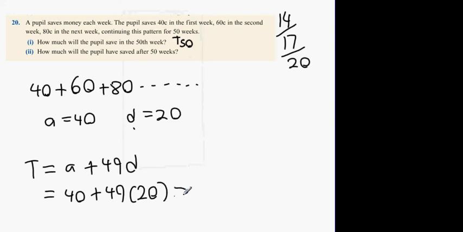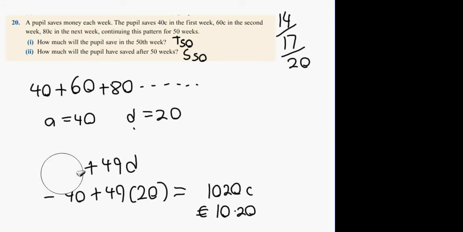Okay, so it saves 1020 cents in the last day, in week 50, or €10.20. Okay, whichever way you look at it. Now, what I have to do now is find out what S50 is. How much is the combined total after 50 weeks?